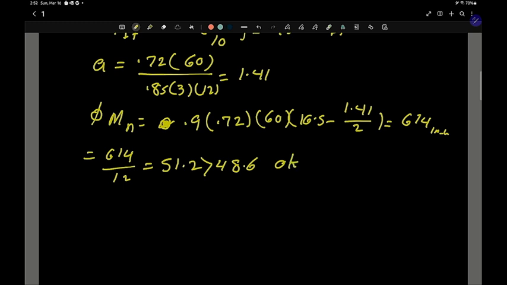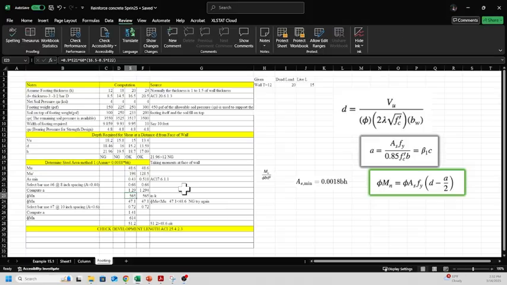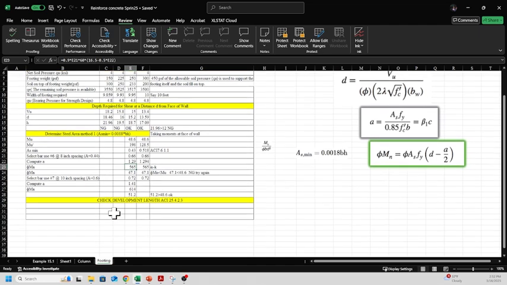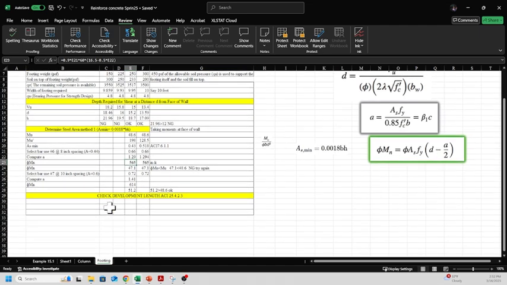That's good. Now look at the Excel sheet here. If you go back to the Excel sheet, I did it for both sides and broke it down, and the second one was 51.2. So this is done. Our last check is to check the development length. A lot of people don't know what development length is. Let's talk about that a little bit, and then we can calculate the development length.